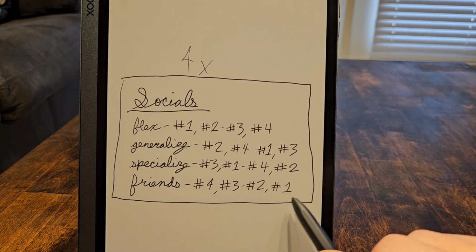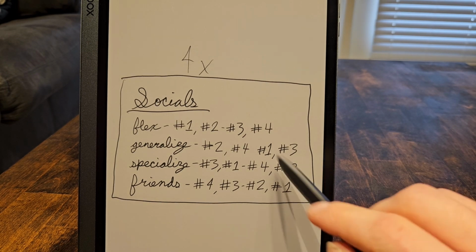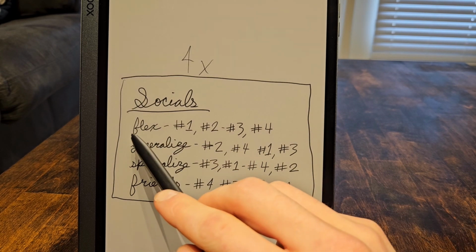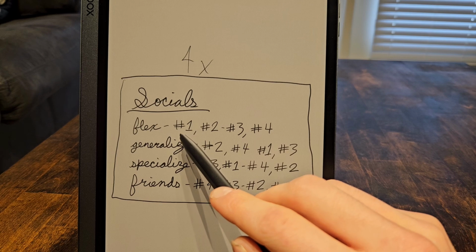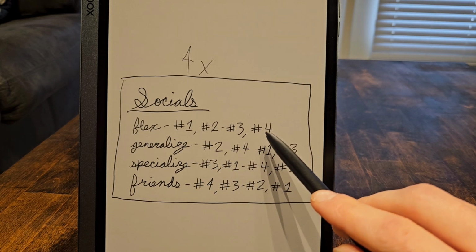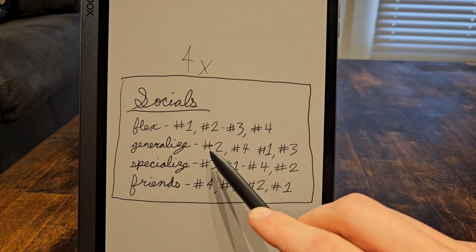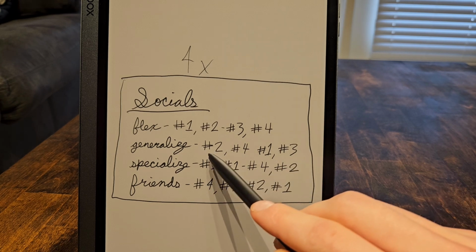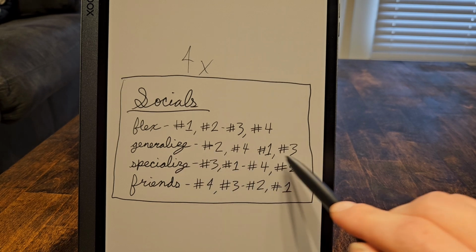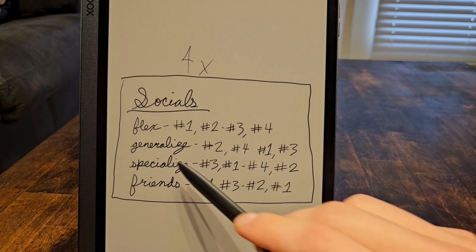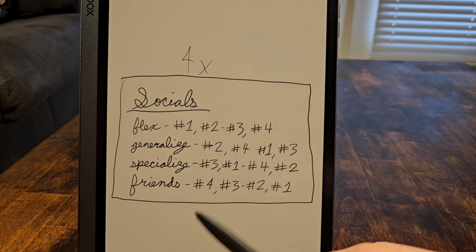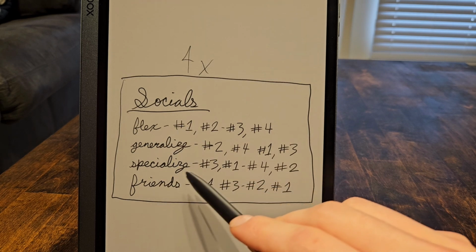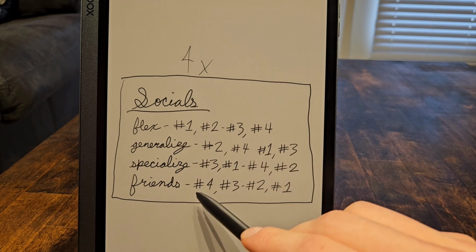This order is kind of interesting. You can notice this order might help when you start thinking about cognitive functions, just because flex is number 1 first and then number 4 last. And then generalize, you have number 2 first and number 3 last. So this first number is the number that represents it, and then the numbers after it are just the order that the other ones relate to it in. So generalize is number 2, flex is number 1, specialize is number 3, and friends is number 4.